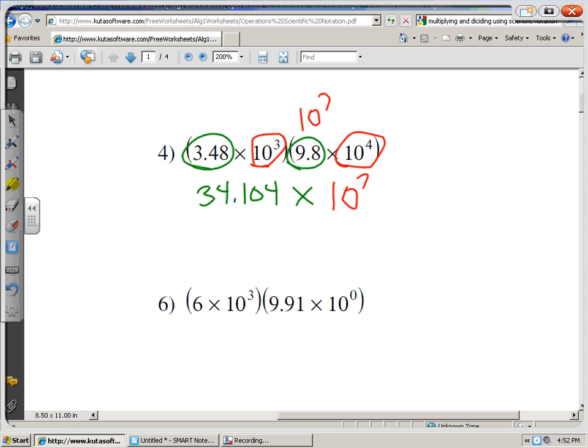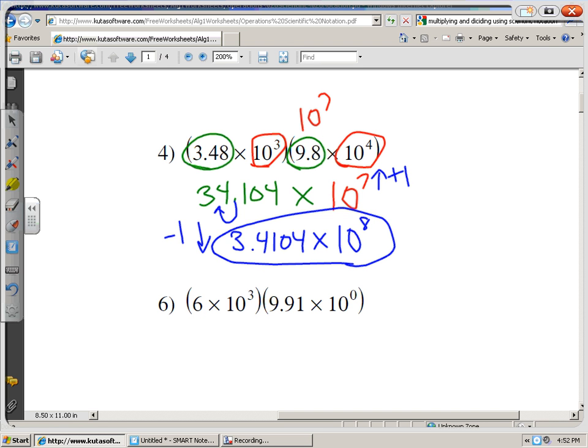I need to move the decimal to the left 1 place to change this to scientific notation. When I decrease this by 1 place from 34 to 3, it's a decrease. Then I need to increase this by 1, so it's times 10 to the 8th power. So your answer is 3.4104 times 10 to the 8th power. And that's all the time we have in this video.